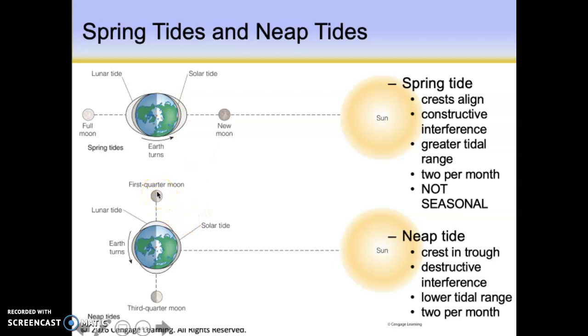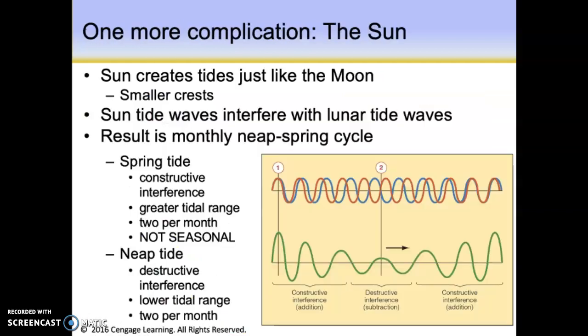Sometimes, when you look up in the sky and you only see half the moon lit, this is the position of the moon with respect to the Earth and the sun. In this case, the tides have destructive interference. The crest of the solar tide sits in the trough of the lunar tide, and the crest of the lunar tide sits in the trough of the solar tide. This gives us a smaller tidal range. So that's our interference pattern.